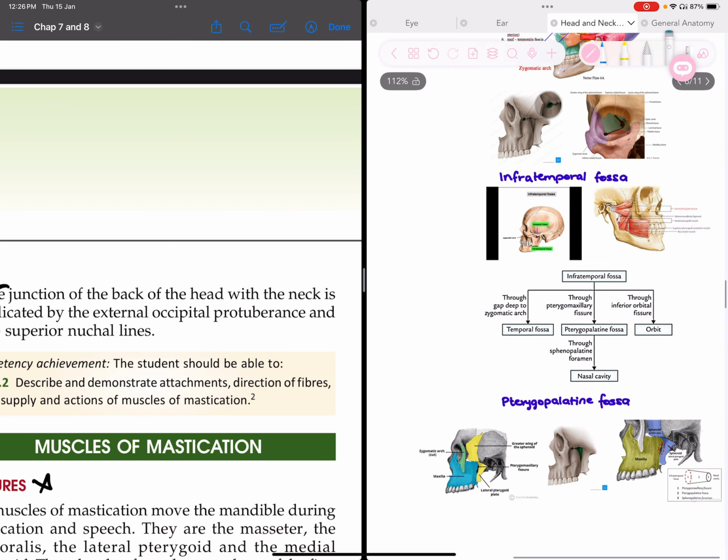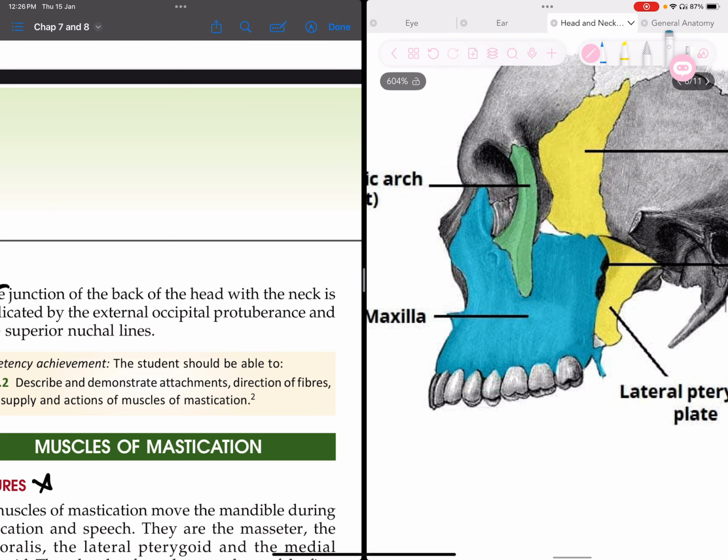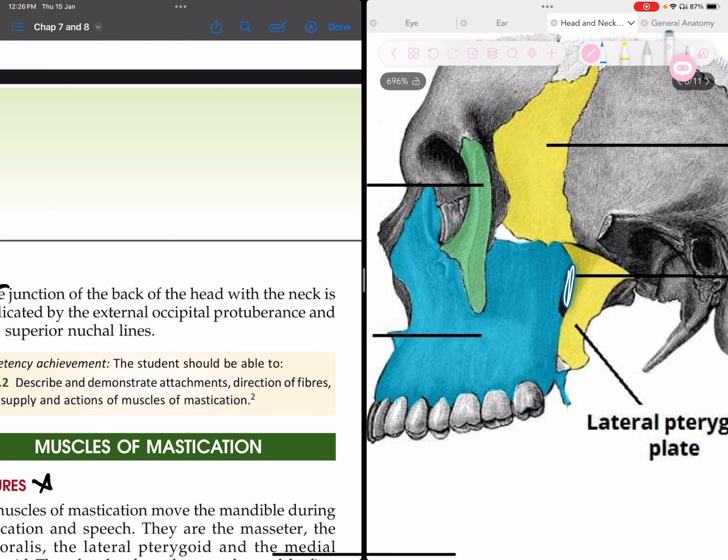Now talking about the pterygopalatine fossa, it is right here. This is pterygopalatine fossa. It's just a small, roughly pyramidal shaped place located in the deep lateral aspect of the head, immediately posterior and inferior to the orbit. Its major contents are the terminal branches of the maxillary artery, maxillary nerve, nerve of the pterygoid canal, and pterygopalatine ganglion. It is bounded anteriorly by the posterior or infratemporal surface of the maxilla.